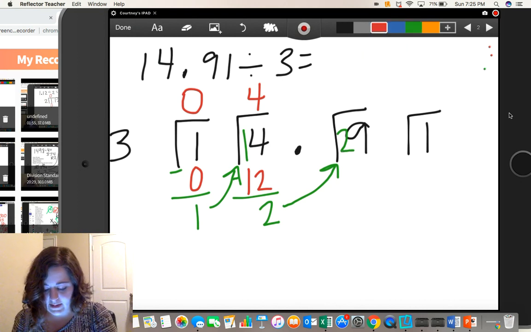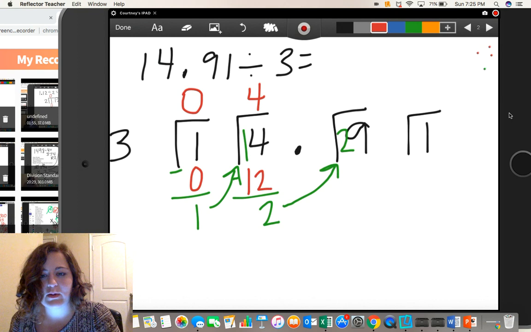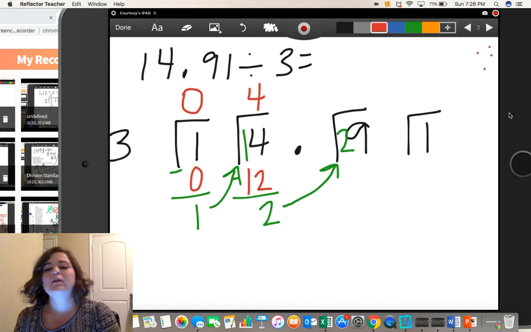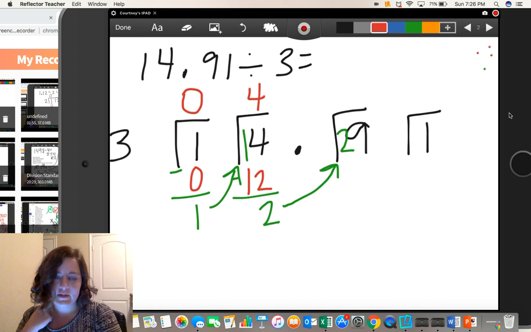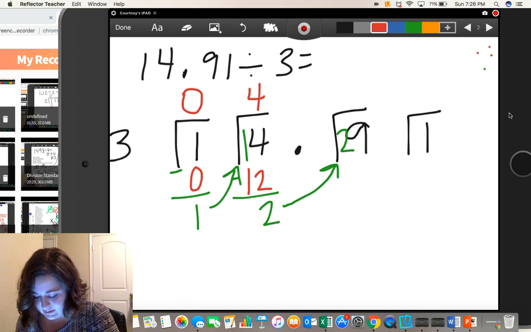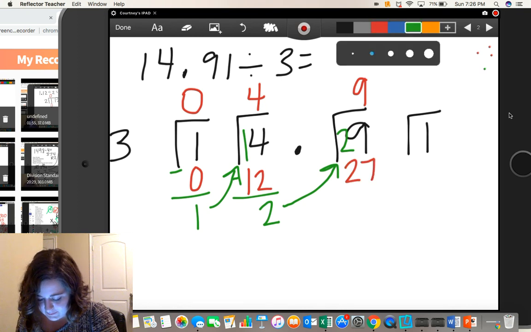And we need to know what number times 3 gets us closest to 29 without going over. 3 times 4 was 12. 3 times 5 is 15. 3 times 6 is 18. 3 times 7 is 21. 3 times 8 is 24. 3 times 9 is 27, and 3 times 10 is 30, which is too big. So we have to stick with 3 times 9, which gave us 27. After we multiply, we have to subtract.